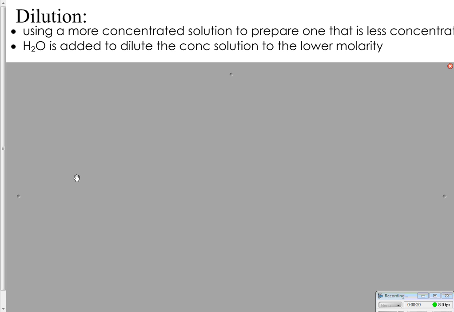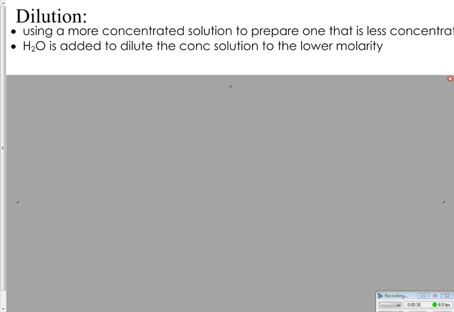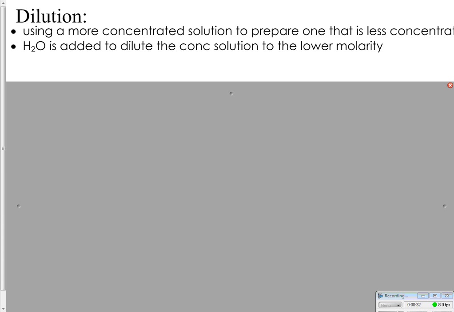So, like when I make preparations for your lab, the acid that I buy from our supplier is 12 molar HCl. And that's too concentrated to give you guys. So I dilute it with water to make it, say, 6 molar or 1 molar or 0.1 molar, depending on what the lab is that you're doing and what it requires.